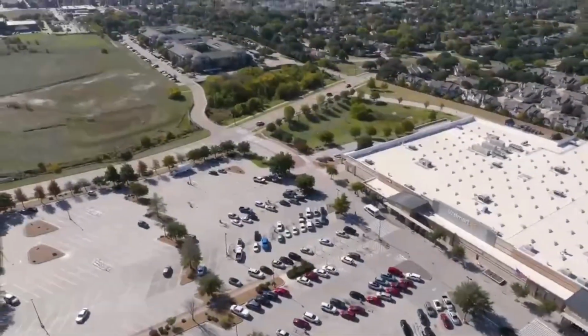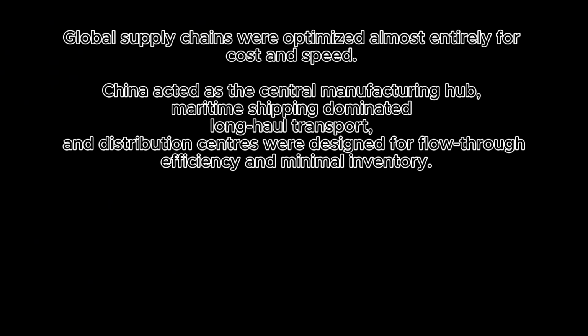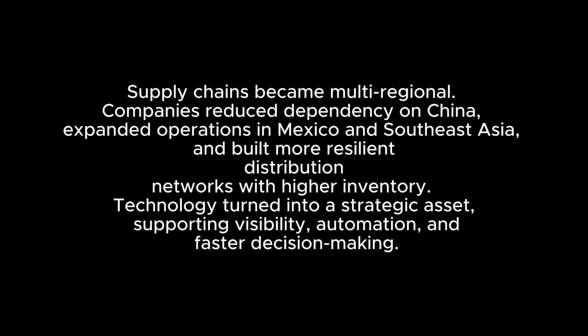Technology became essential. Everything from real-time tracking to robotics, automation, and advanced optimization tools helped companies stay flexible and maintain control over their networks. Before we wrap up, let's quickly highlight the before versus after. Before, global supply chains were optimized almost entirely for cost and speed. China acted as the central manufacturing hub, maritime shipping dominated long-haul transport, and distribution centers were designed for flow-through efficiency and minimal inventory. After, supply chains became multi-regional. Companies reduced dependency on China, expanded operations in Mexico and Southeast Asia, and built more resilient distribution networks with higher inventory. Technology turned into a strategic asset, supporting visibility, automation, and faster decision-making.